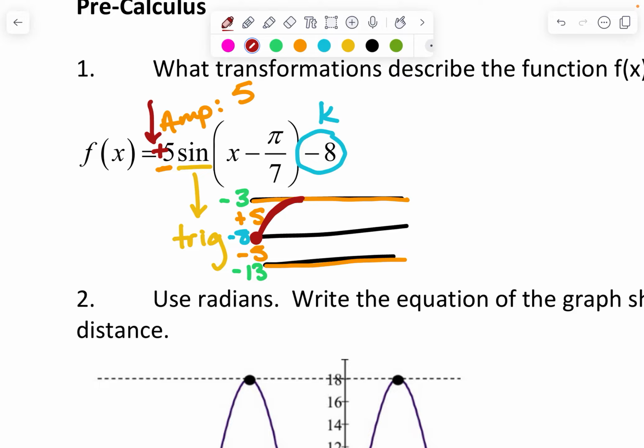And then the only other thing we need to look at is in the parentheses here, we have our H value. Inside the parentheses, this is where the signs do the opposite of what you would normally expect. So when I see minus pi/7, I would normally think, oh, that's going to shift to the left, but that actually moves my starting point, where the graph begins, to the right pi/7.